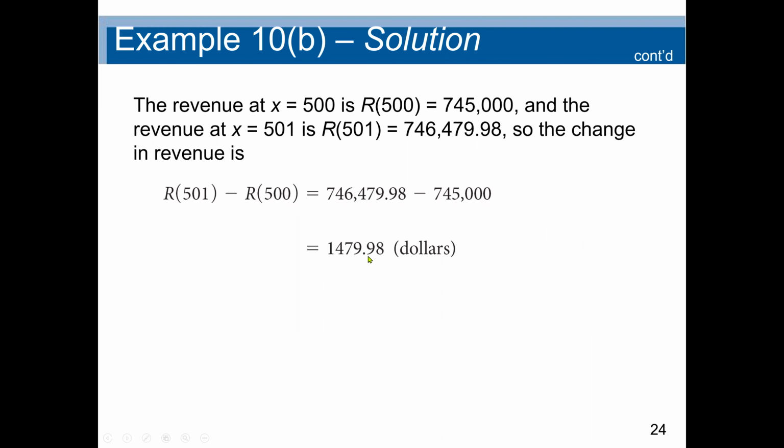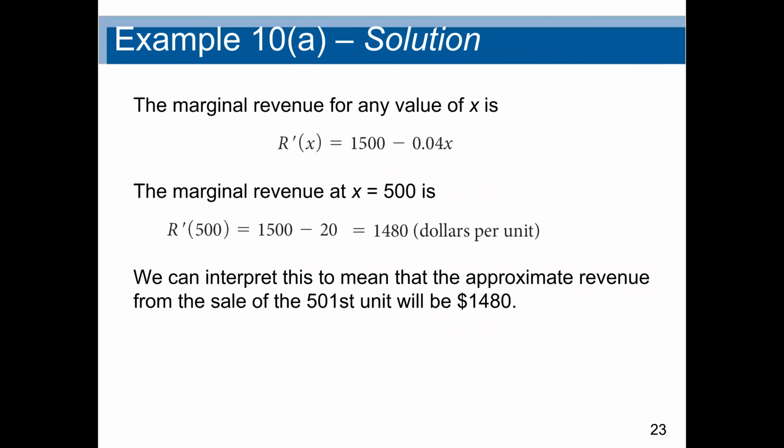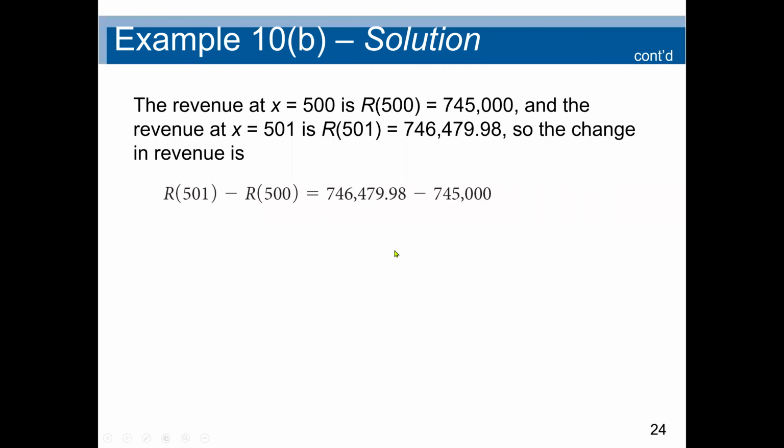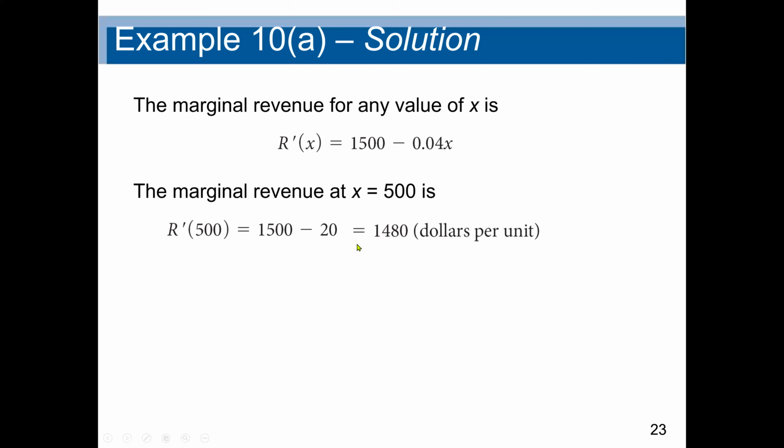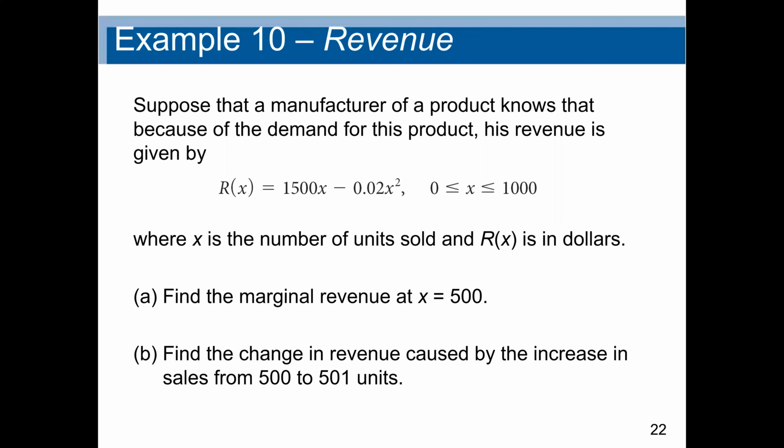The answer will be 1479. Here we got 1480, I think. Let's see. Yeah, 1480. But it's the same, 1479.8. Actually, 1479.98. So it's roughly 1480. So that's what I was mentioning, that when we look at the question, to find the marginal revenue at S equal to 500, it means what would be the difference in revenue when you sell your next item, the 501st item. It's the same thing here.